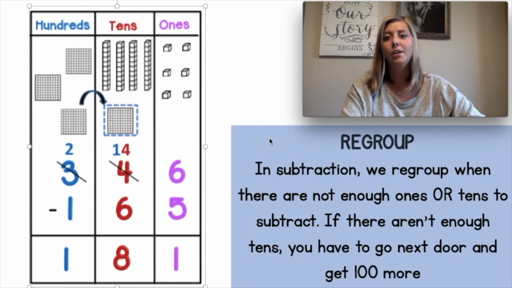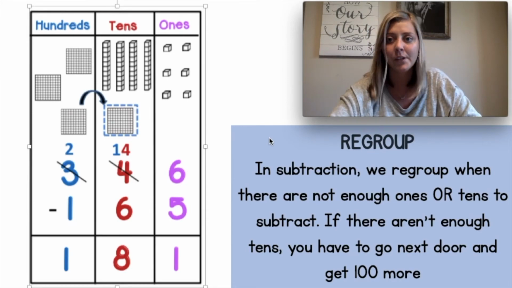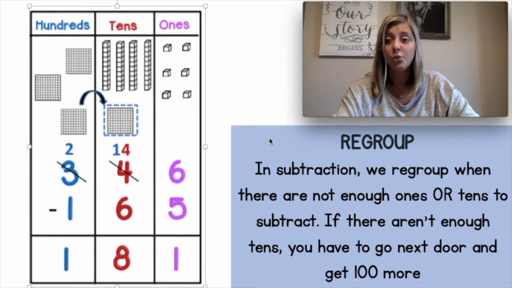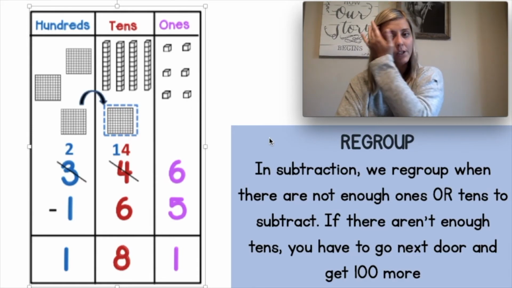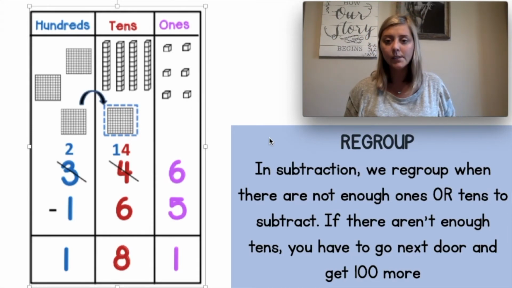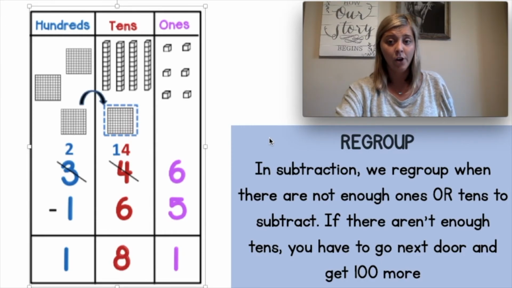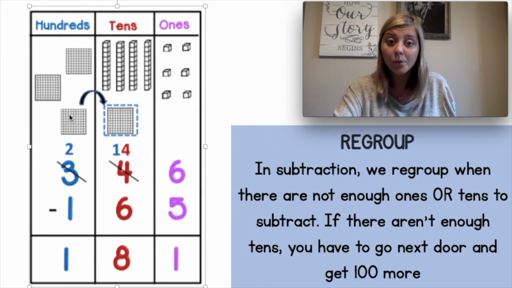Numbers, we've now done addition. We need to start doing subtraction as our last few examples. Now, when we subtract, we sometimes do have to regroup. We talked about that with subtracting 2-digit numbers. We need to talk about it with subtracting 3-digit numbers. In subtraction, we regroup when there are not enough ones or when there aren't enough tens to subtract. If there aren't enough tens, you have to go next door and get 100 more.